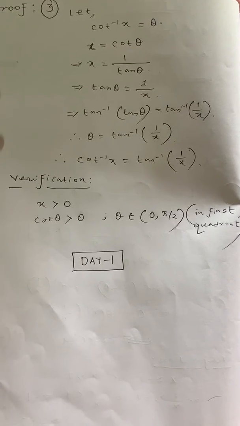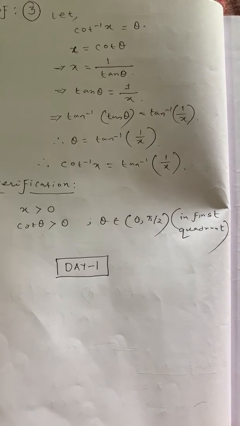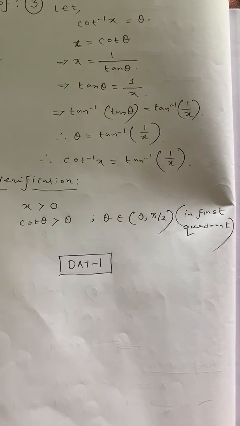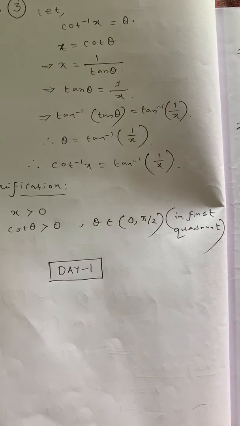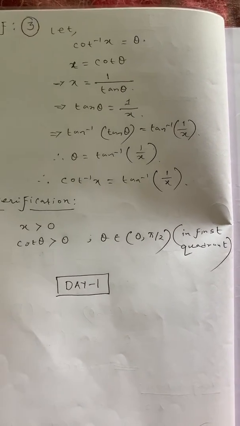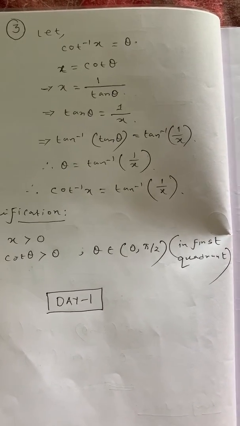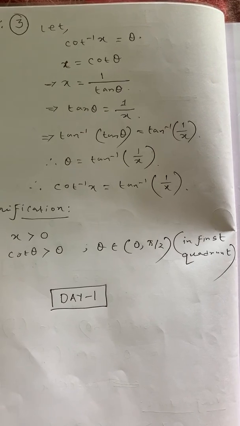We always have to do the verification. So here x is greater than 0, so cot theta is also greater than 0. That means it falls under the first quadrant, so theta belongs to 0 to pi by 2. So that means we can understand that cot inverse x is equal to tan inverse of 1 by x.